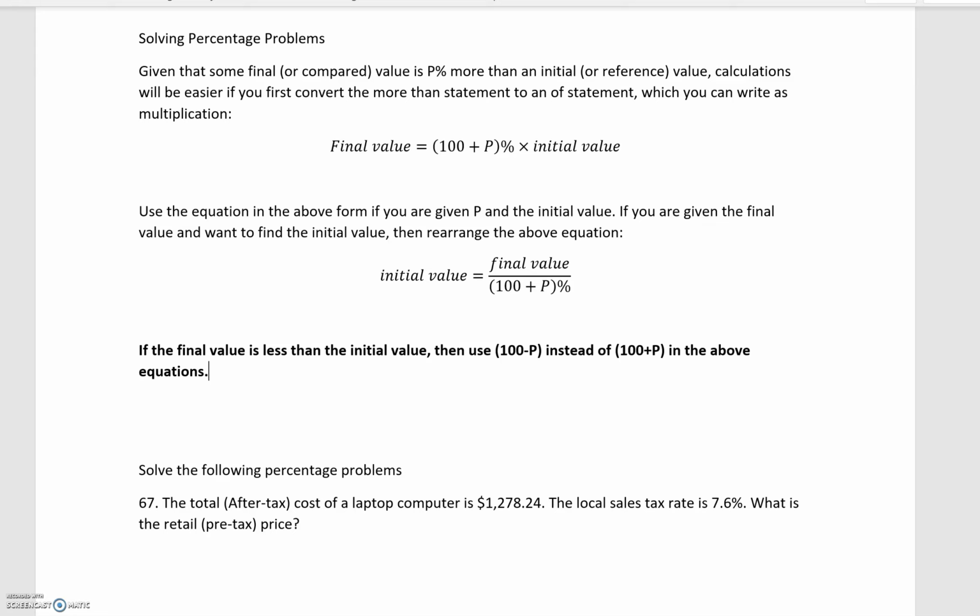Let's take a look at a problem. Number 67. The total after-tax cost of a laptop computer is $1,278.24. The local sales tax rate is 7.6%. What is the retail price? Okay, so how do we set this up? We're looking at the total after-tax cost of a laptop, right? So that is a final value. It's a final value because we're looking at the price after tax.